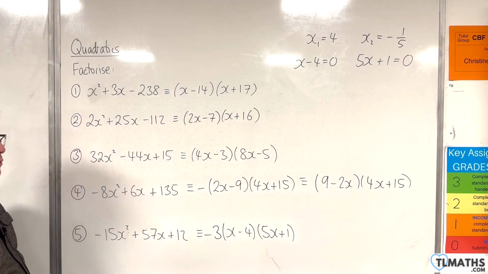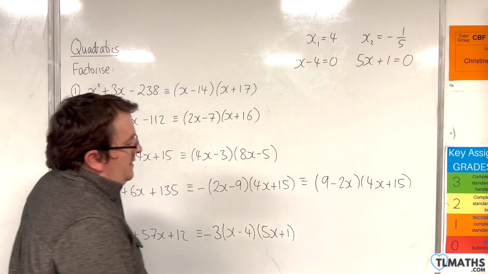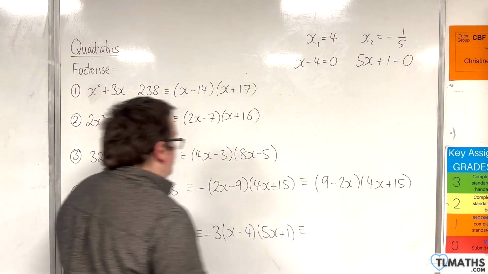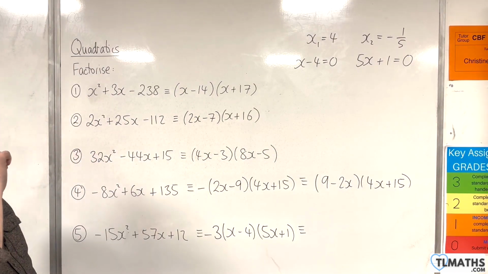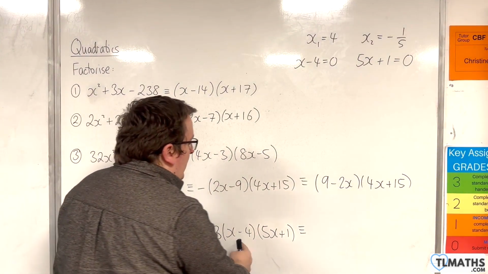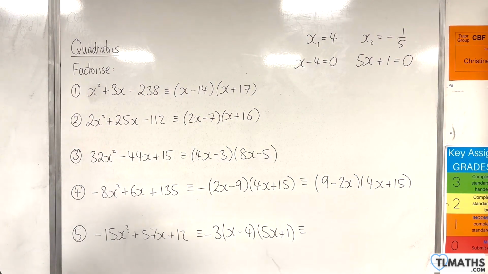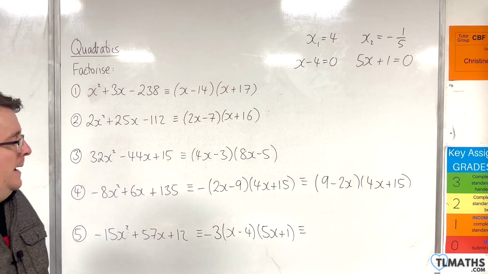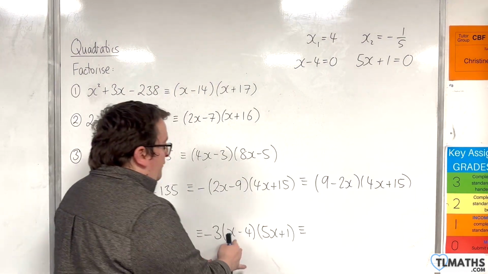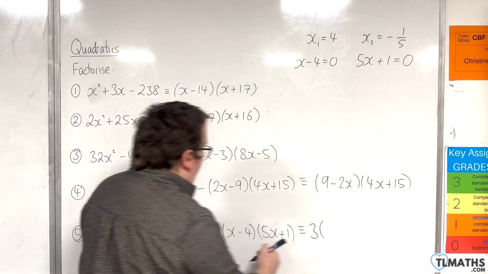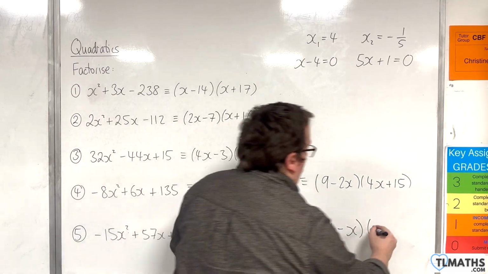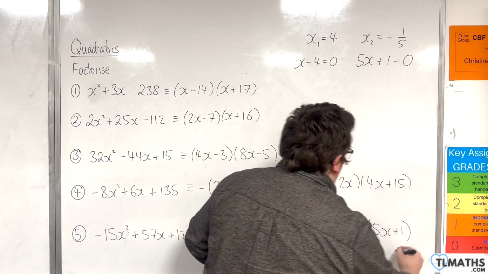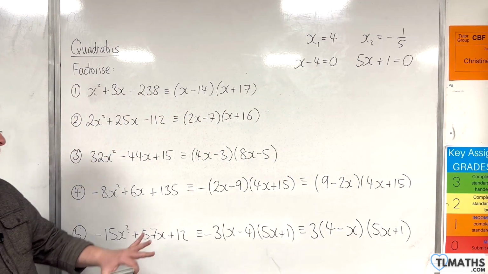So you need to consider what needs to go out front. Now again, you could bring the minus sign into one of the brackets. You could bring the 3 into one of the brackets also. So it's really up to you. I think I'm going to leave the 3 where it is. But you could bring the minus sign into the first bracket and write that's 3 lots of 4 take away x, 5x plus 1. Okay? That's probably as best as you can write it.